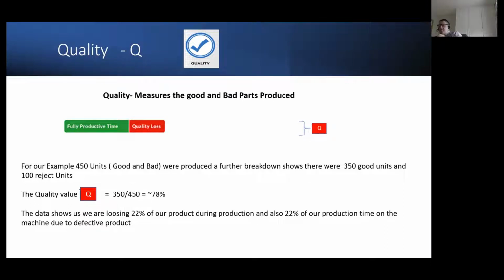And when we look at that a little bit further from the data that we collected, say 350 units were good units and we had 100 reject units. So the quality value then would be, well, we did have 350 good units from the 450 we produced. So the quality of product coming off that machine is 78%. And that's our Q figure. And that data shows that we're losing 22% of our product during production. And we're also losing 22% of our production time because we're producing product that we cannot sell to the customer.